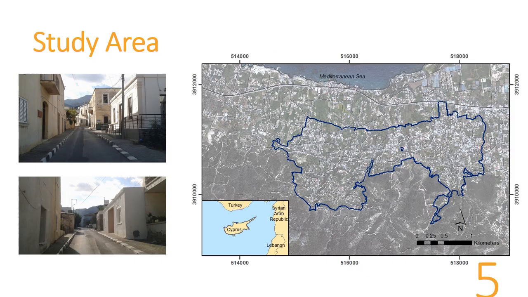You may see from the pictures on the right side, it's the study area boundary. It covers the Karavas and Lapithos villages and traditional and historical urban fabric zones. Also, you may see some example streets from the Karavas and Lapithos region. They have many important historical urban elements that need to be protected.